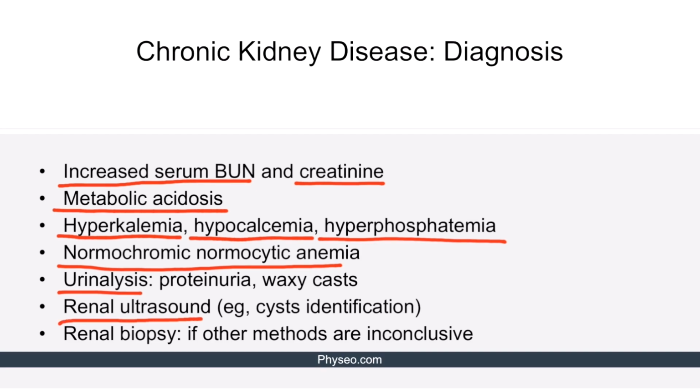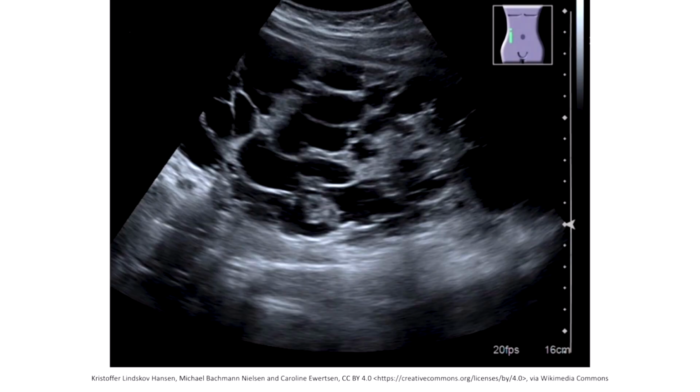Renal ultrasonography is done to identify any underlying causes. For example, cysts can be found in cases of polycystic kidney disease. If the cause is still not identified yet, then renal biopsy is considered. In this renal ultrasound image, we can appreciate the cysts as hypoechoic structures. This is suggestive of polycystic kidney disease.